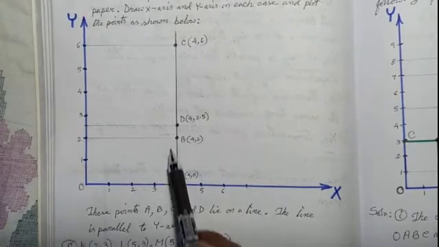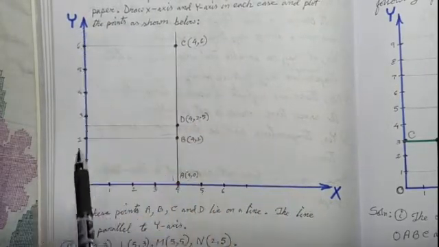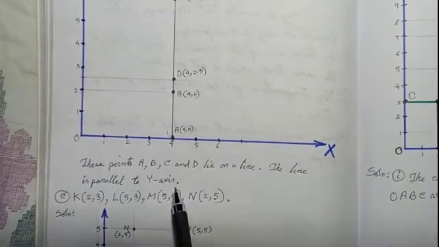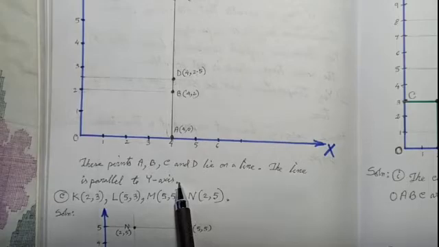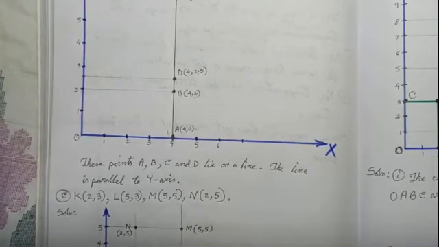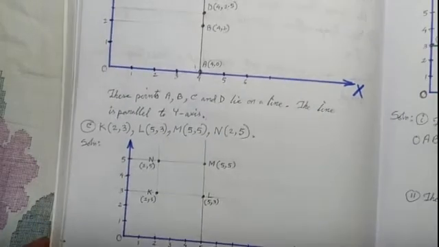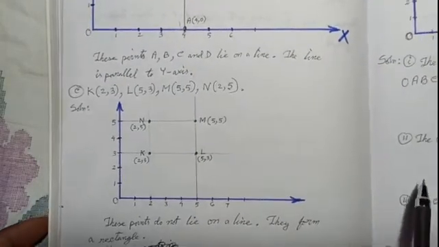And we see that this line is parallel to this y-axis. So the line is parallel to y-axis here. This question number 1A is over. Now next question number B is same. So now let's try question number C.